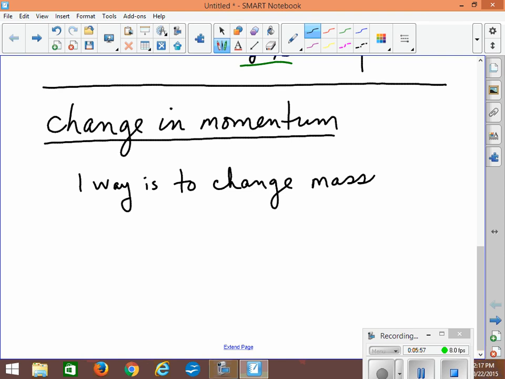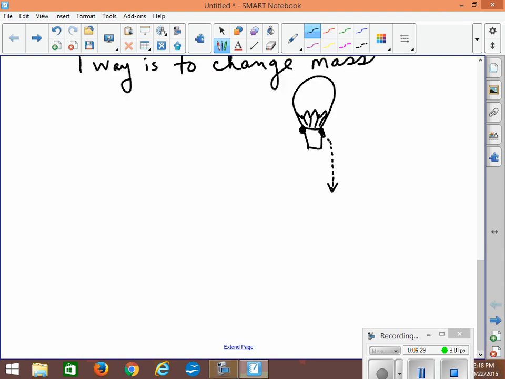But if you thought about yourself riding in a hot air balloon, and in this balloon they carry bags of sand on the side so that they can change the mass of the balloon. If the balloon's at a constant speed and suddenly you drop one of the bags down below, well, that mass is gone. So you've changed the mass of the balloon, and consequently they would change the balloon's momentum. So you can change the mass of an object by adding or subtracting mass to it.